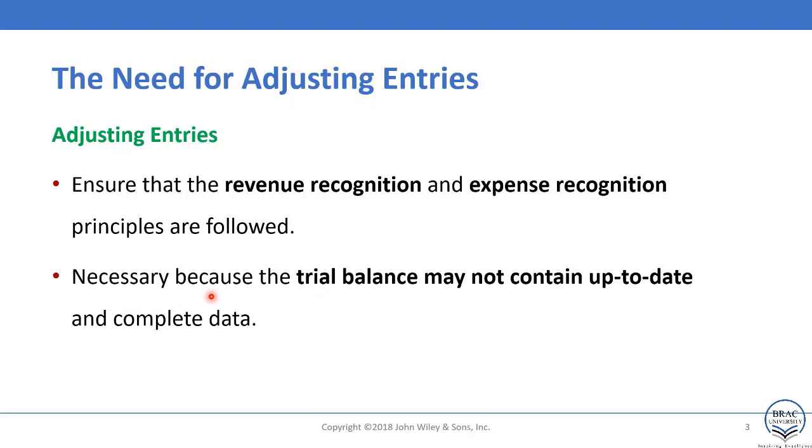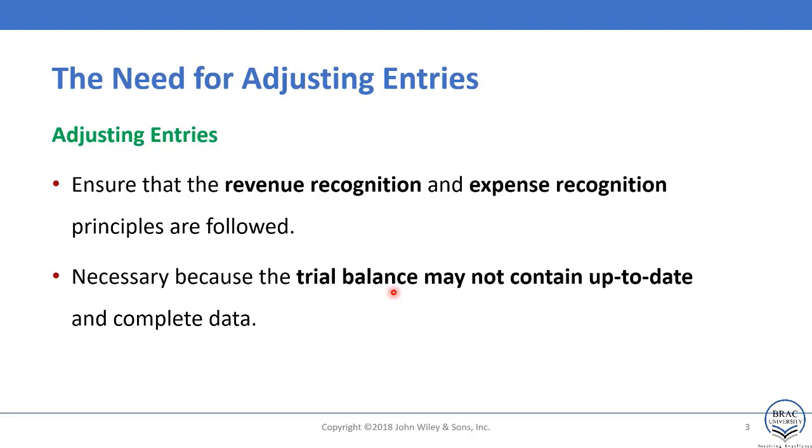And these adjusting entries are important because of our trial balance. In chapter 2 we learned that first we prepare the journal, then we prepare the ledger, and after that we consolidate all the balances of the ledger and prepare our trial balance. But this trial balance may not contain up-to-date and complete data. That's why the need for adjusting entries comes.